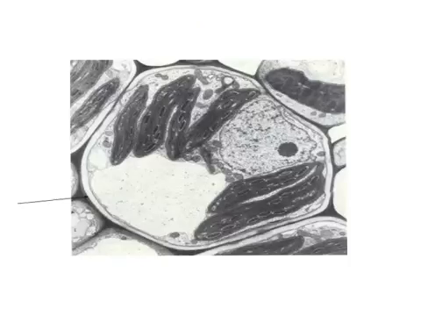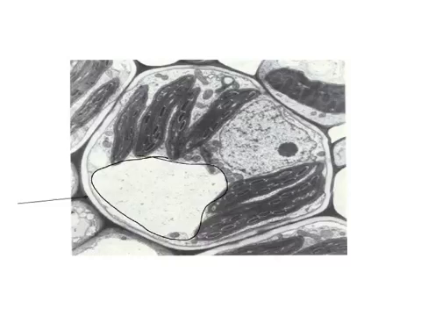So here's a picture of a plant cell, and you can see the majority of the space taken up in this plant cell is a large central vacuole. Again, this is a microscope picture. This is an electron micrograph.